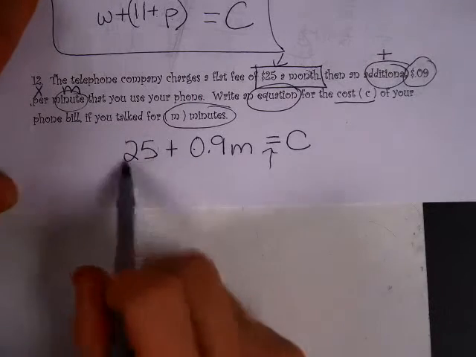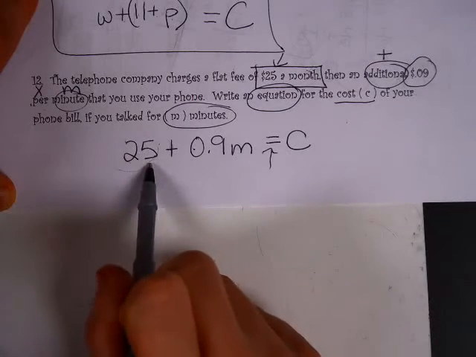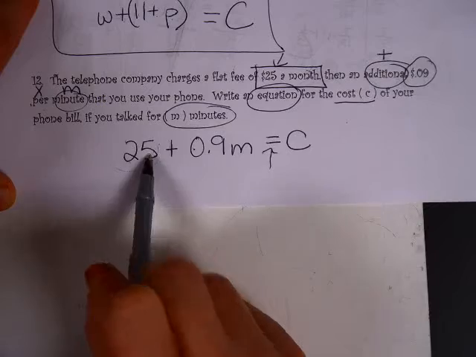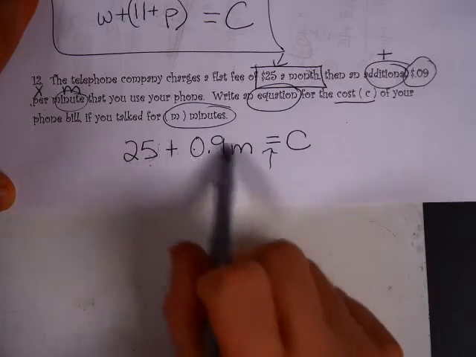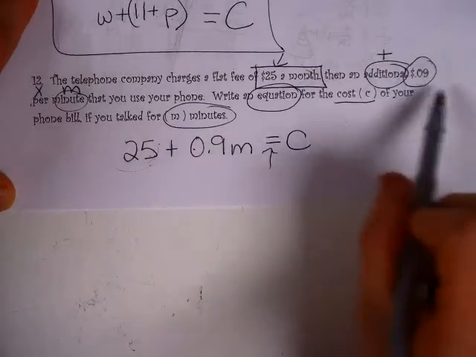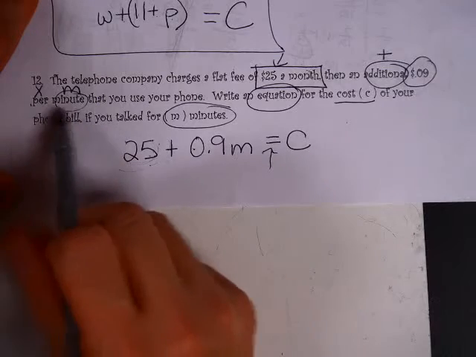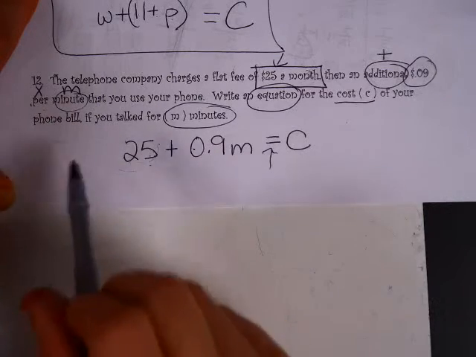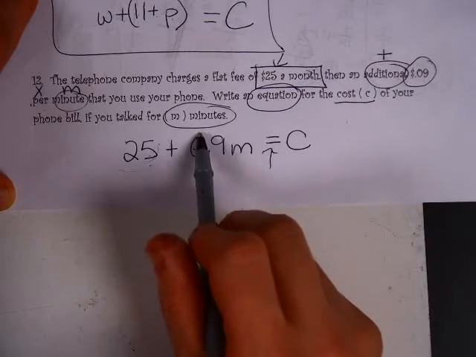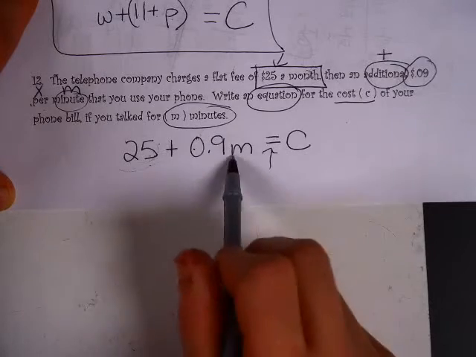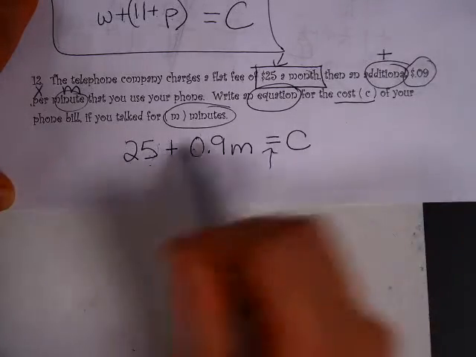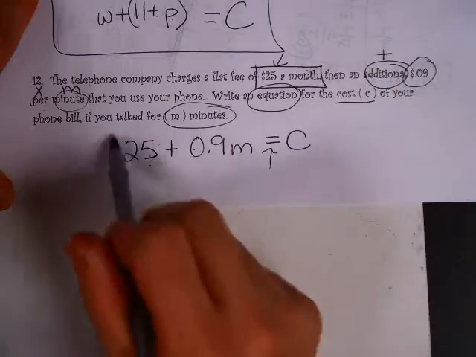Not having anything multiplied by it. It's like the guards. And when you're dealing with minutes or something having per, it is our dependent variable, and it has to be multiplied by something. And in this case, it's 9 cents. And they told us it had to be added.